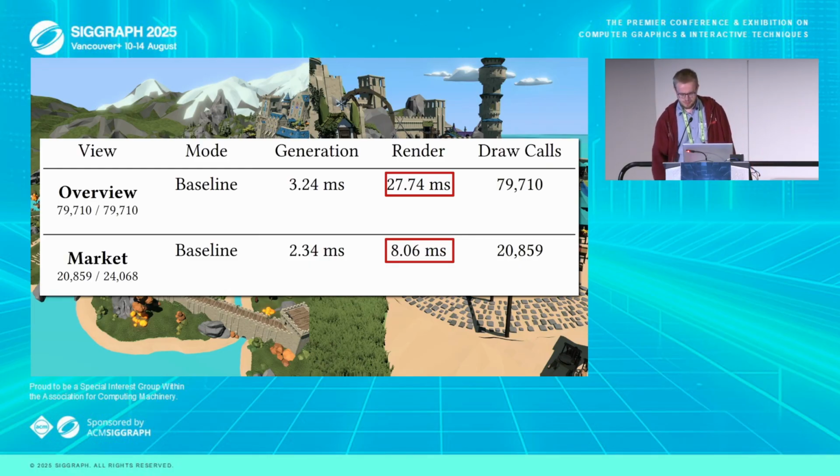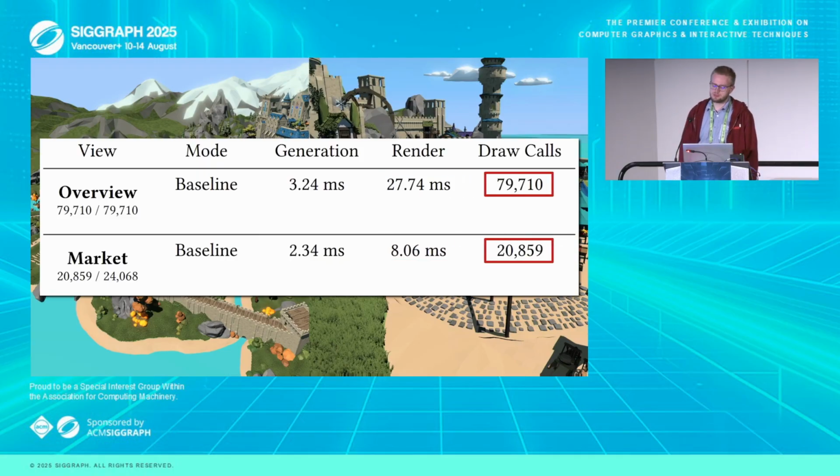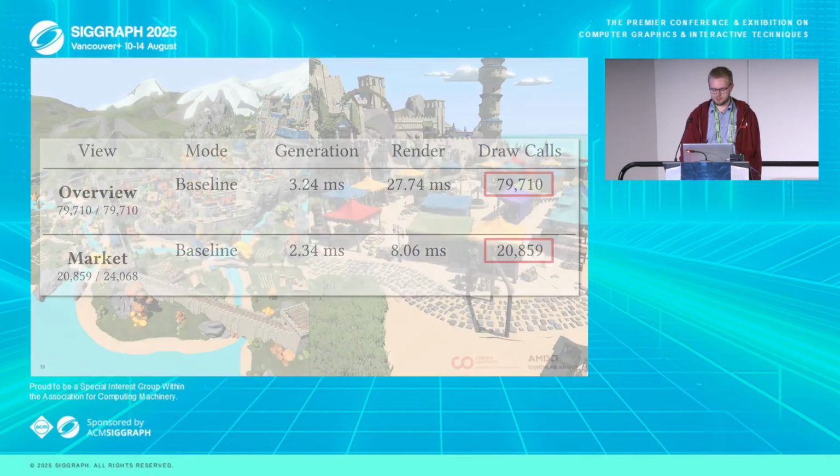polygonal scenes. And the reason for this is that the number of draw calls is very high, right? We write to an instance list, and one object is one instance, so we have almost 80,000 draw calls for the overview scene. So how could we fix this?